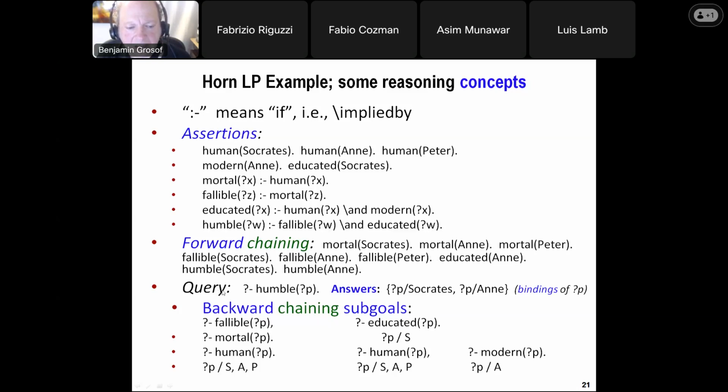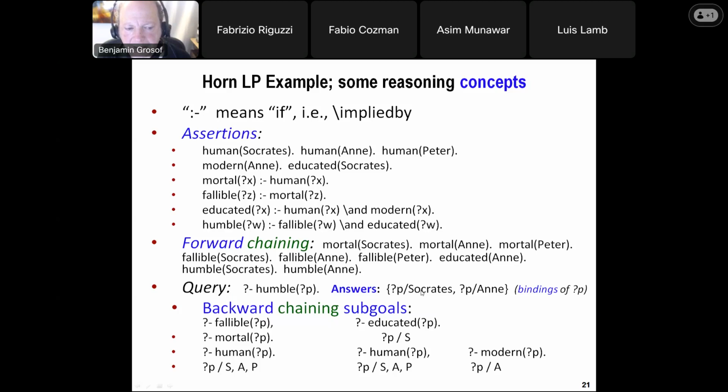Now, if we enter a query and do backward reasoning, say the query humble of P, where P is a logical variable, with a query expressed using this question mark dash, then we're going to get a couple of answers, that P with the instantiation to Socrates is humble.